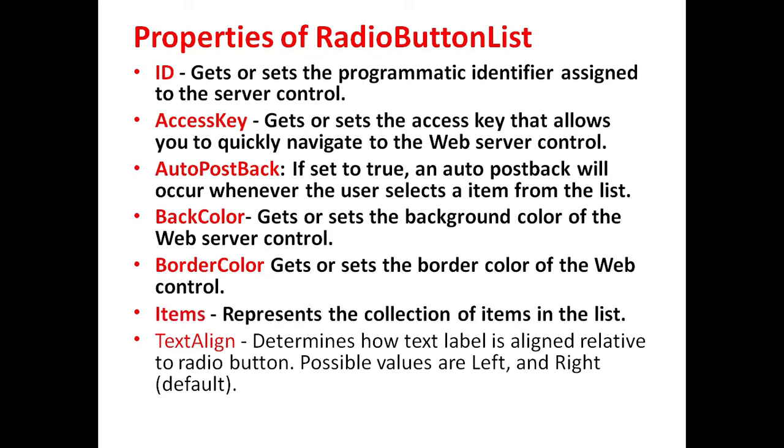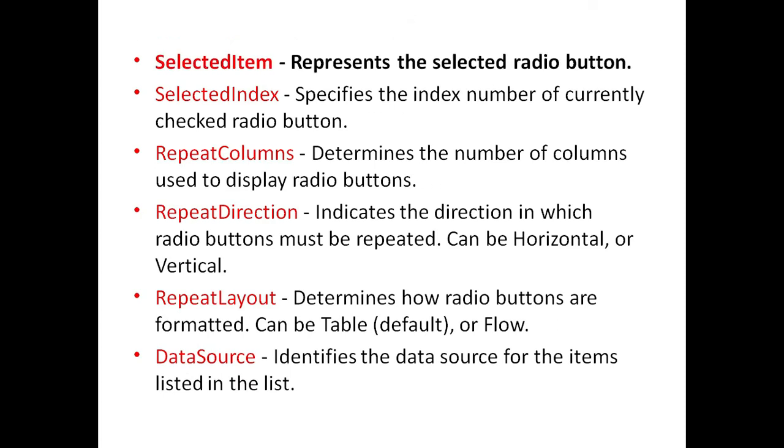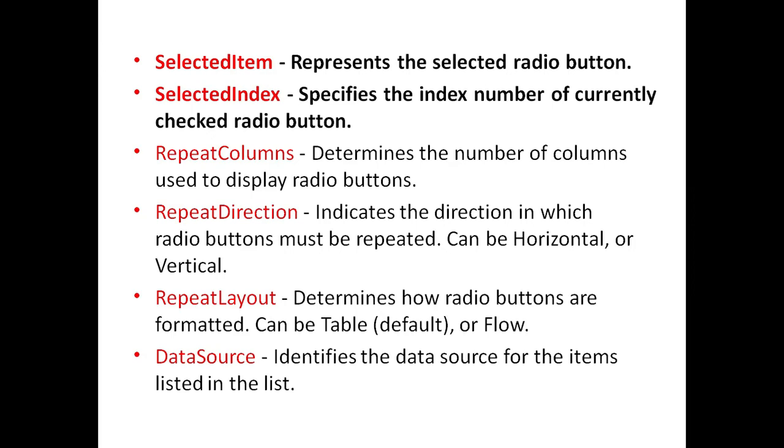Items property represents the collection of items in the list. Text align property determines how text label is aligned relative to the radio button. Possible values are left and right. Selected item property represents the selected radio button. Selected index property specifies the index number of currently checked radio button.